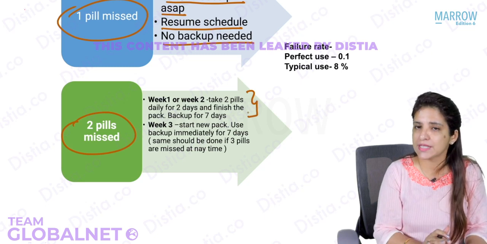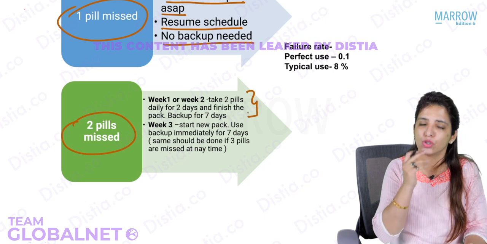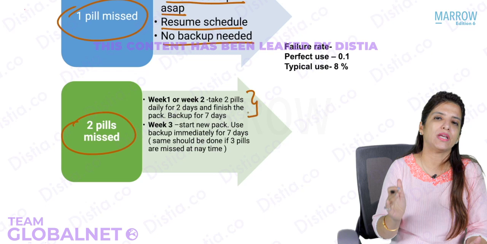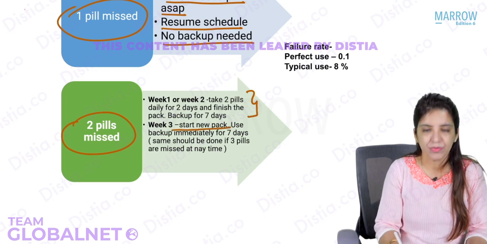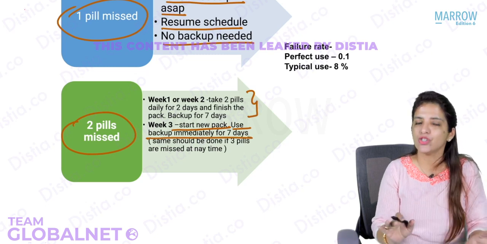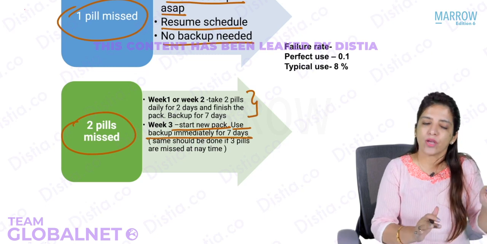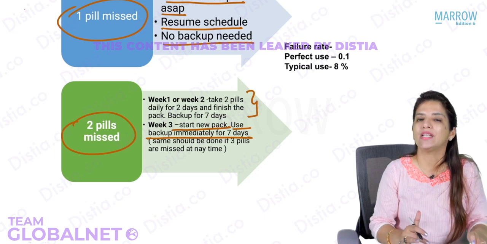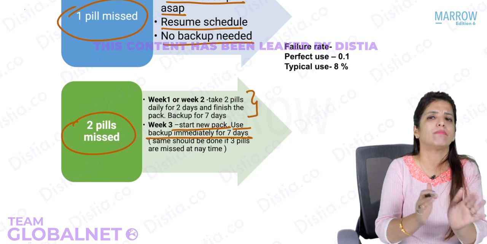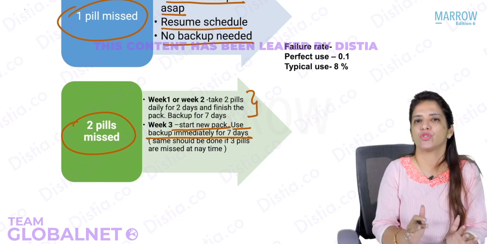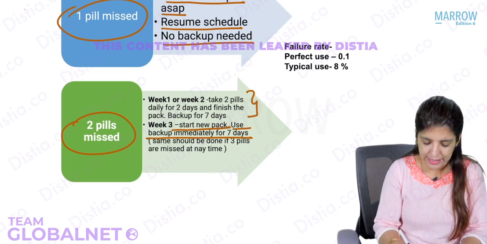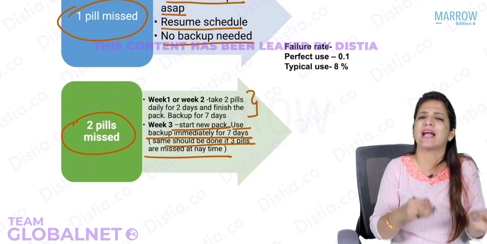But if your patient says that she has missed 2 pills in week 3, she should start a new pack, and she should immediately use a backup for 7 days. Now she has to start a new pack, right? So if she is missing 2 pills in week 3, you are going to tell her, okay, stop using that pack, start a new pack, take 1 pill daily, and for 7 days use a backup. Same thing you are going to advise if a female says that she misses 3 pills at any time.